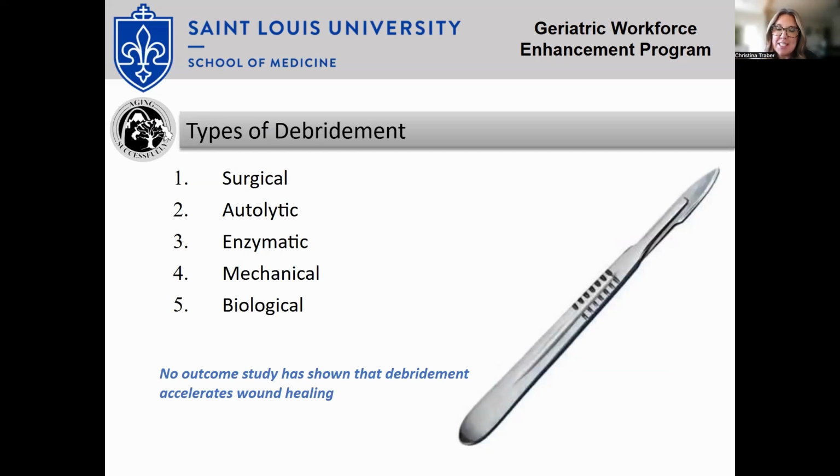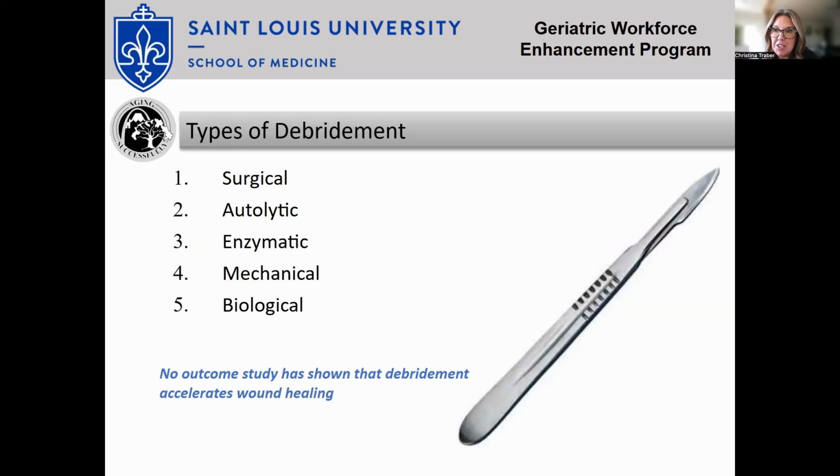What's interesting is that in all the studies that have been done about debridement, no study has actually shown that one kind of debridement accelerates wound healing better than any other kind. So for example, if I'm doing a debridement on a wound at the long-term care facility, I could use an enzyme like Santyl, which is a medicine that's going to debride something, or I could take a scalpel in and do a bedside debridement. But overall, neither one of those methods is better than the other.